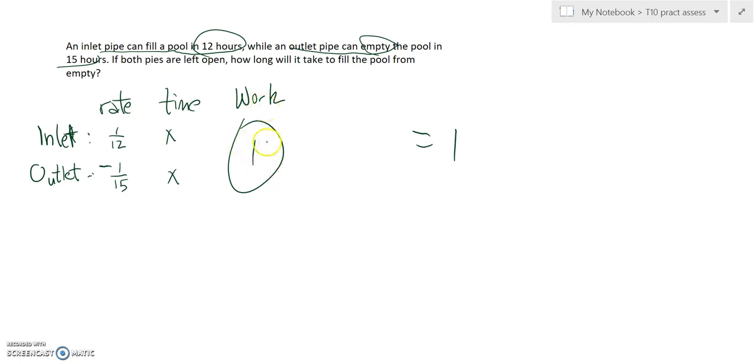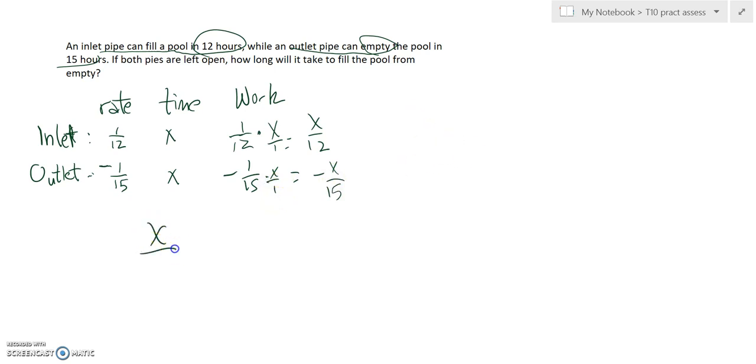So here, sorry about that. I have rate times time. So 1/12 of a pool per hour times how many hours? So that equals x over 12, right? Like that's x over 1. Then negative 1/15 of it full per hour times how much time it takes, x. And so working together, filling it and emptying it, and we're just doing one pool.